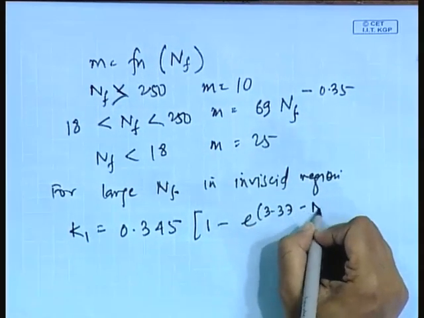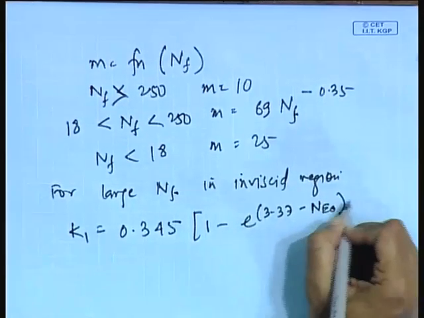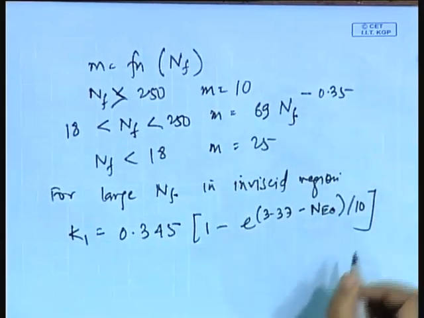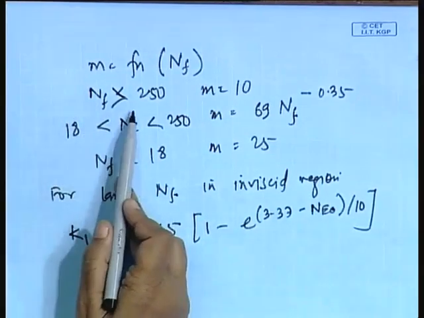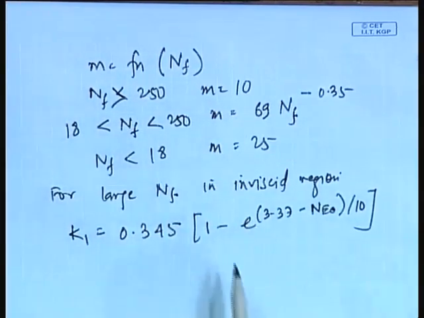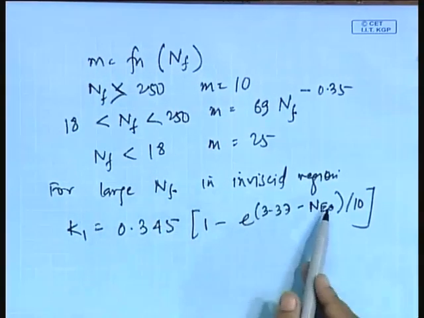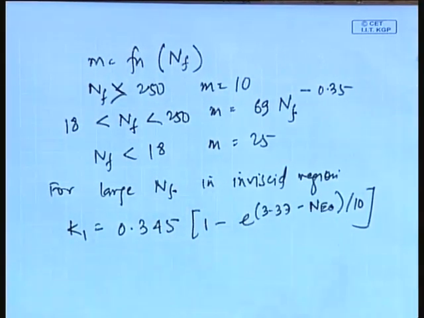3.37 minus the Eötvös number divided by 10). We directly take up the value of m as 10, because for large NF, meaning NF greater than 250, m equals 10. So, therefore, for large NF in the inviscid region, K1 can be taken as this.